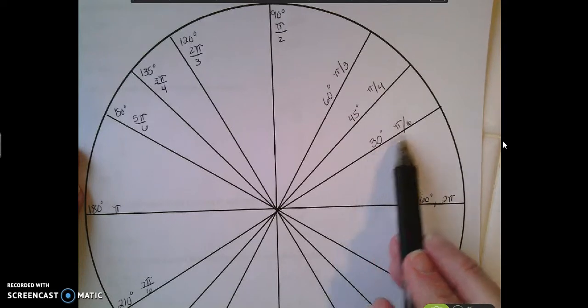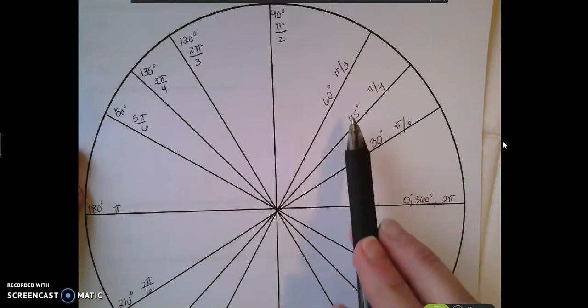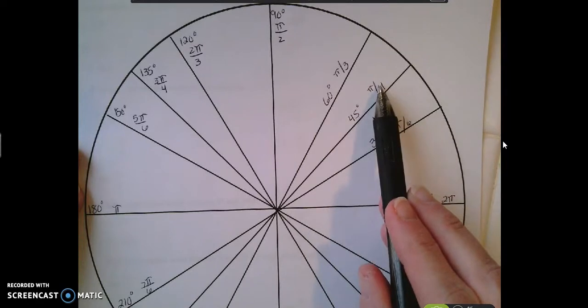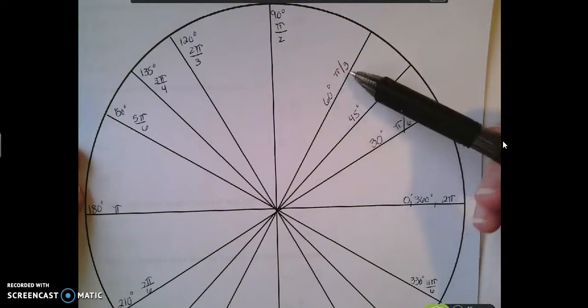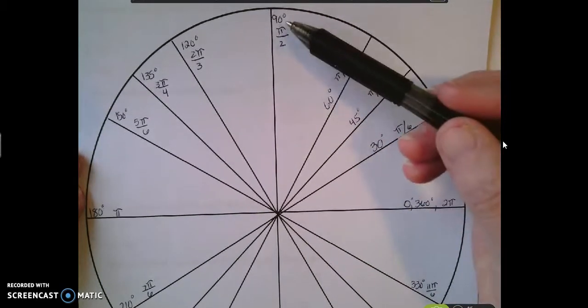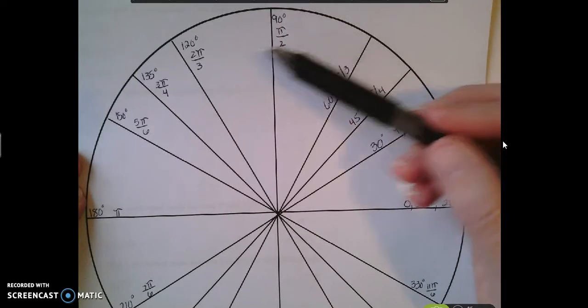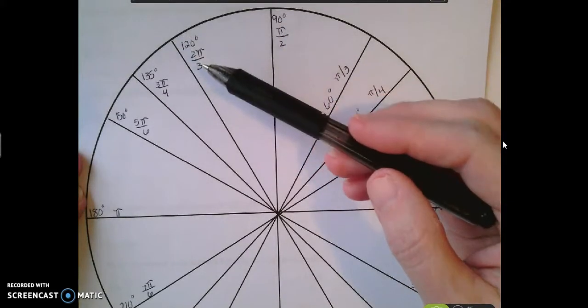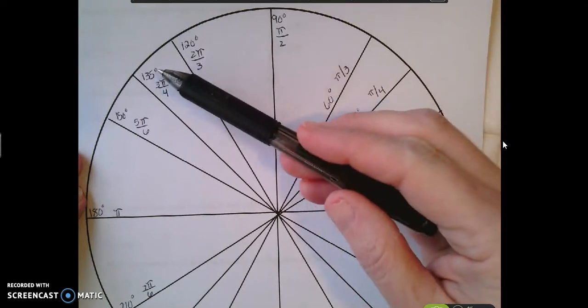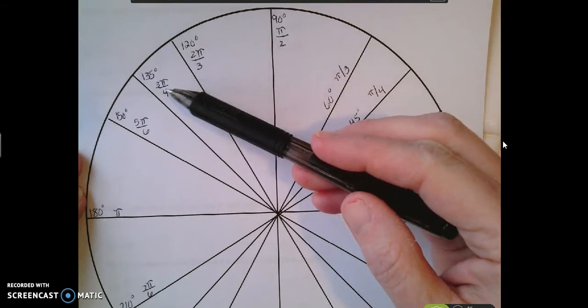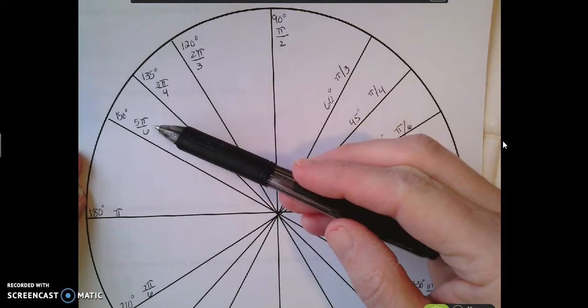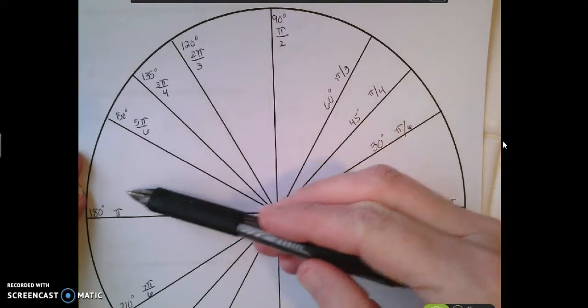30 degrees is pi over 6. 45 is pi over 4. 60 degrees is pi over 3. 90 is pi over 2. 120 is 2 pi over 3. 135 is 3 pi over 4. 150 is 5 pi over 6. 180 is pi.